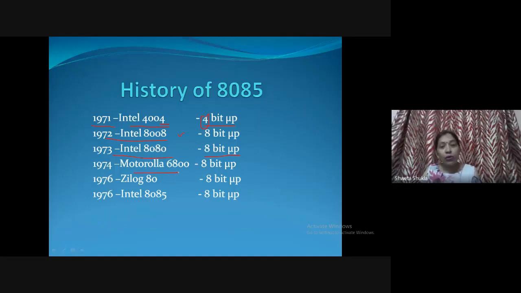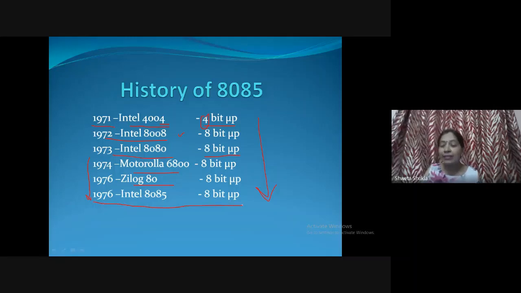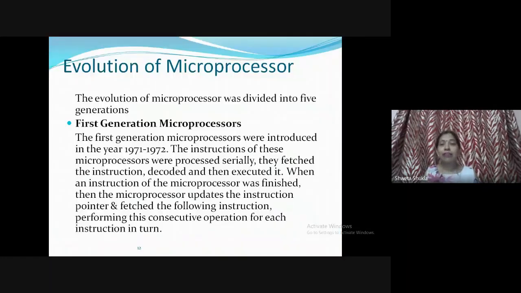Similarly, then Motorola came, Zilog. That means after 1974 there are some more companies which came into existence to form new microprocessors. Okay, they are all 8-bit microprocessors, and in 1976 the 8085 came into existence. So before going to 8085, let's see how these microprocessors evolved. We will do the evolution of microprocessors, that means how these microprocessors came into existence one by one.